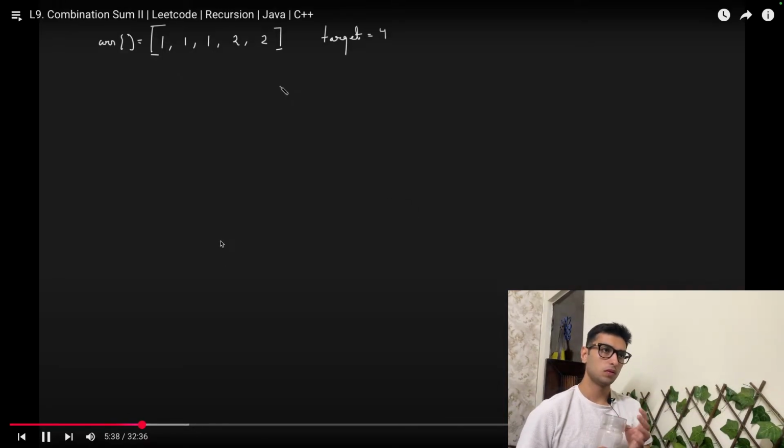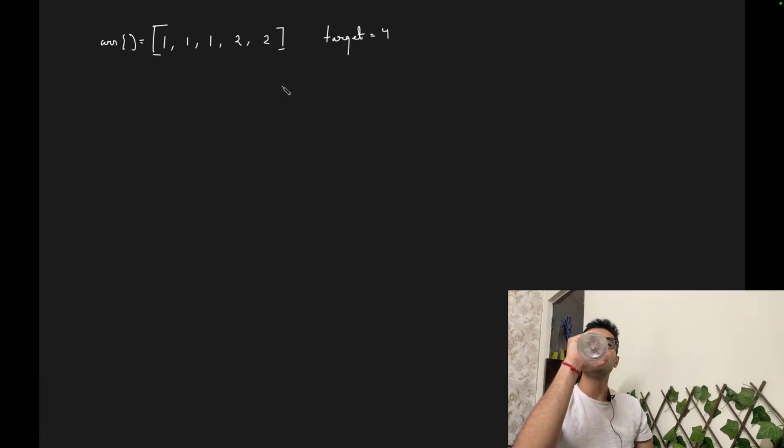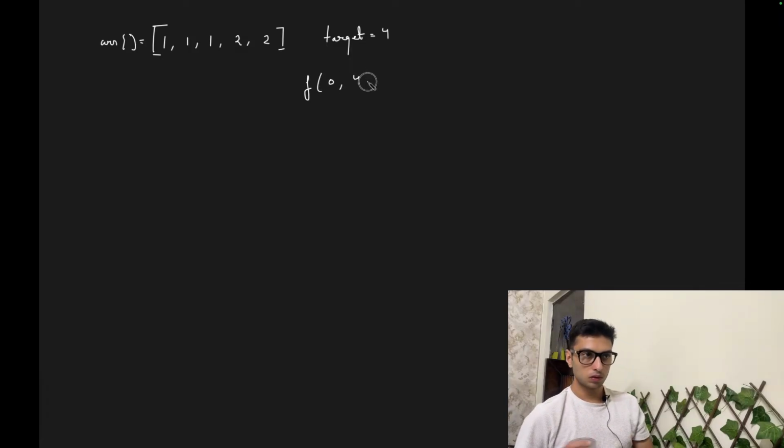Different way. So let's see how we are going to do that. This time, instead of trying pick and non-pick, we're going to try to pick subsequences. So let's see how we are going to start. Imagine you have a function. Assume you're starting with the 0th index, you have a target of 4 that you need to make, and you have an empty data structure.